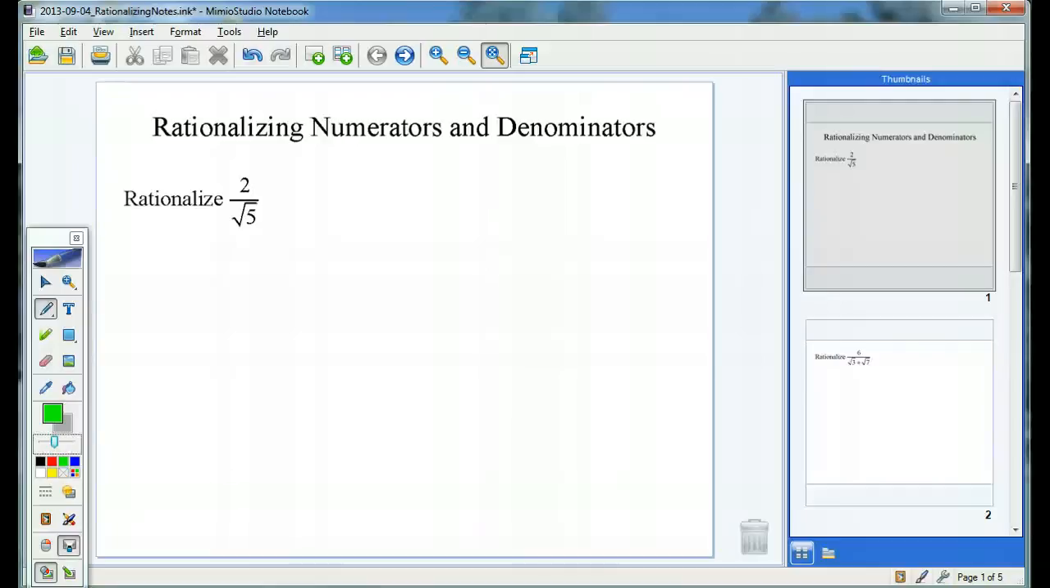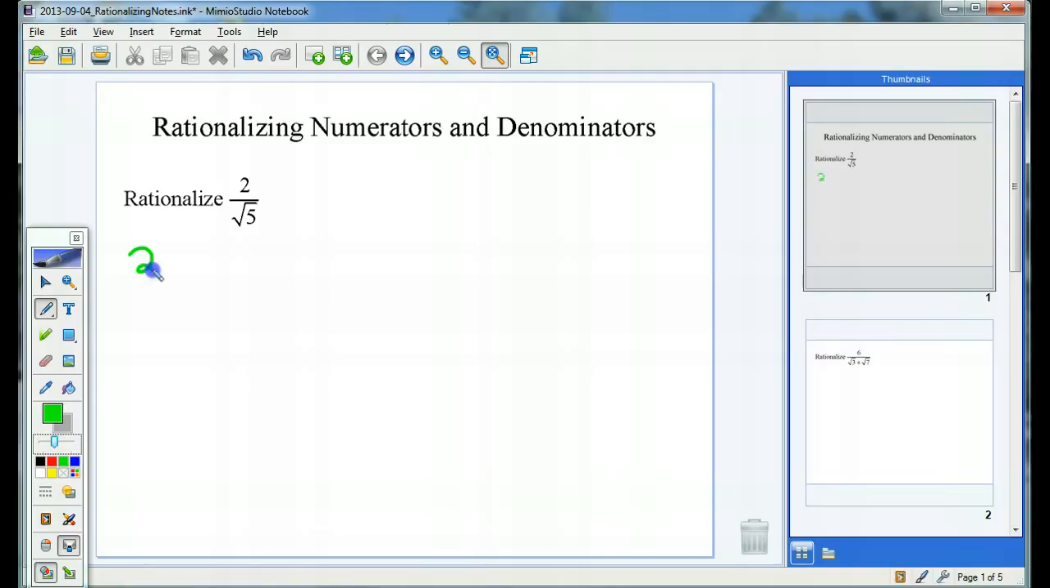In this video, I will discuss rationalizing numerators and denominators. Many of you know from Geometry and Algebra 2 that we generally do not like to leave radicals in the denominator of numeric expressions. And so what we do is we rationalize the denominator. We're going to begin here with a familiar example. Let's say that we were asked to rationalize 2 divided by the square root of 5.